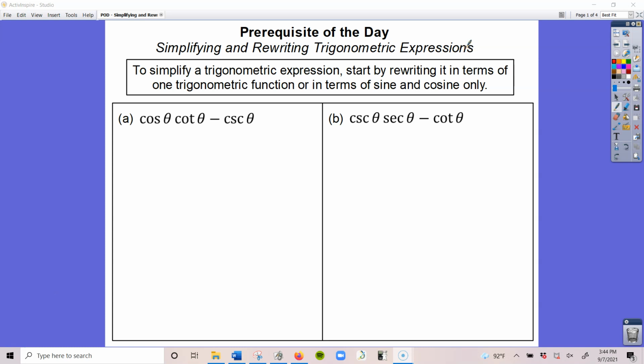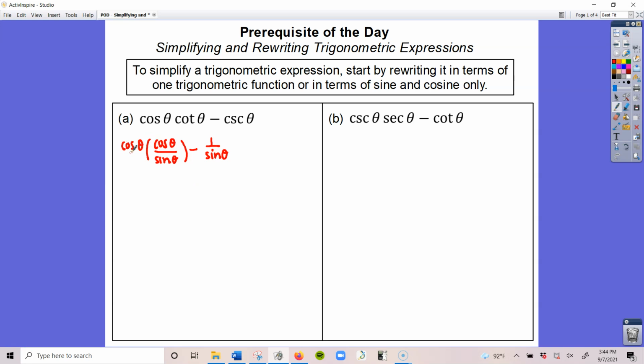The first thing you should try is to take all of your trigonometric functions and rewrite them using only sine and cosine. So here we have cosine theta, so I'm just going to keep that because it's already cosine. Cotangent is cosine theta divided by sine theta, minus cosecant theta, which is the reciprocal of sine, so 1 over sine theta.